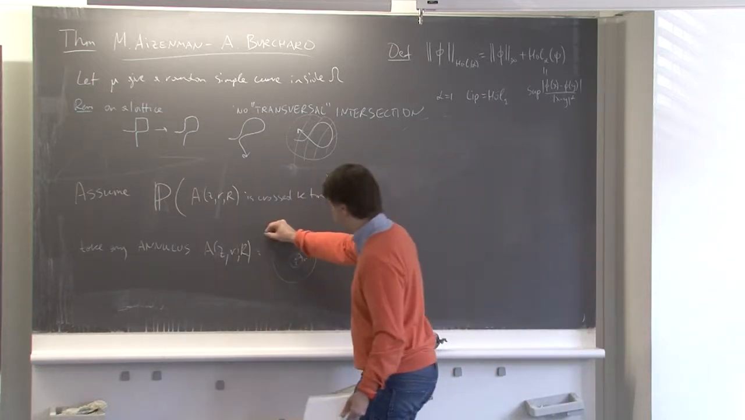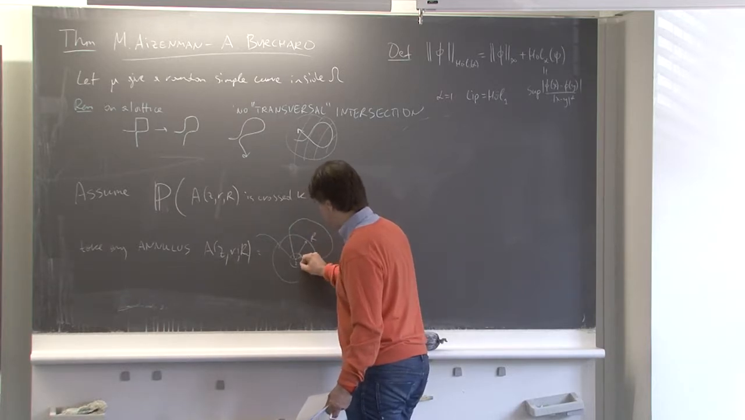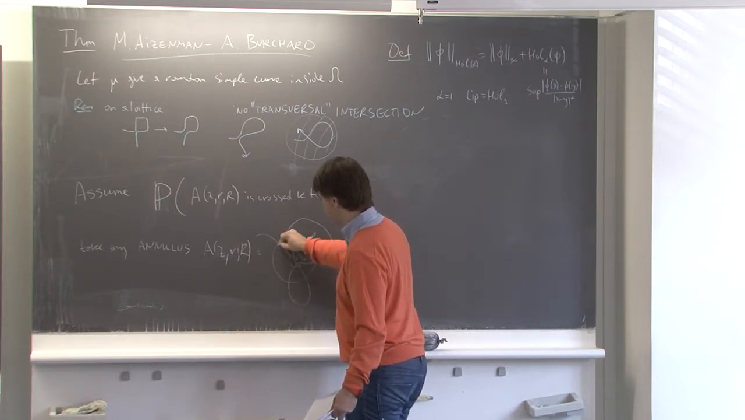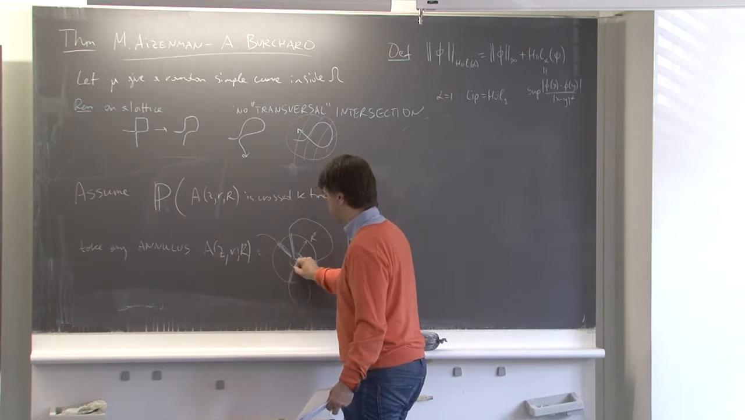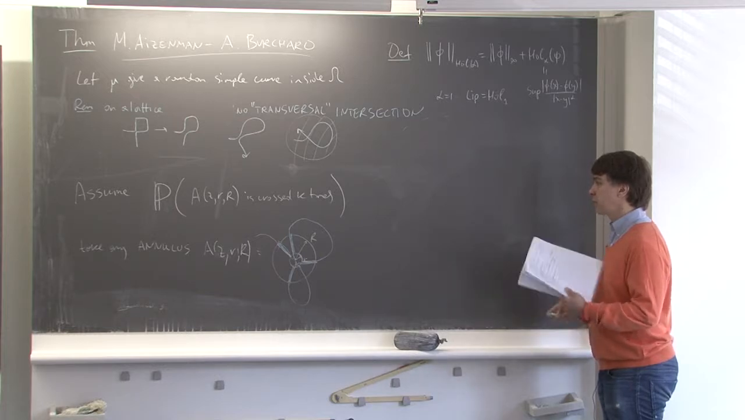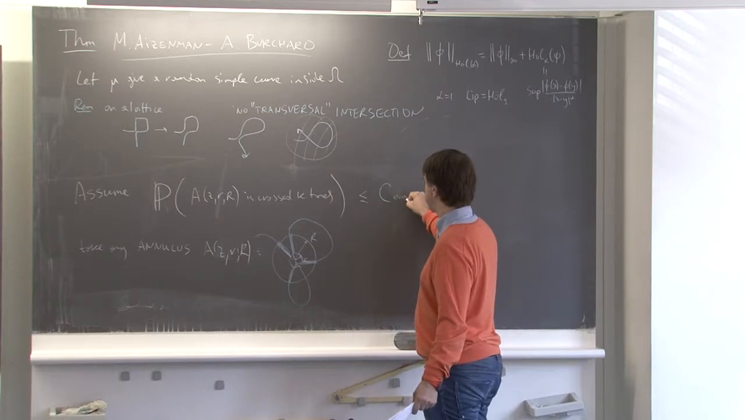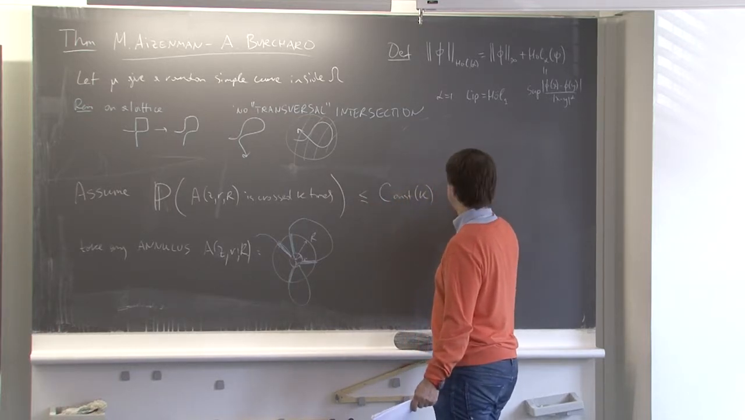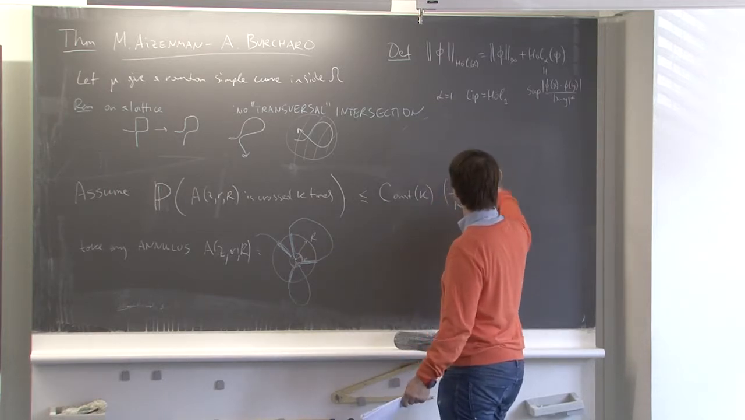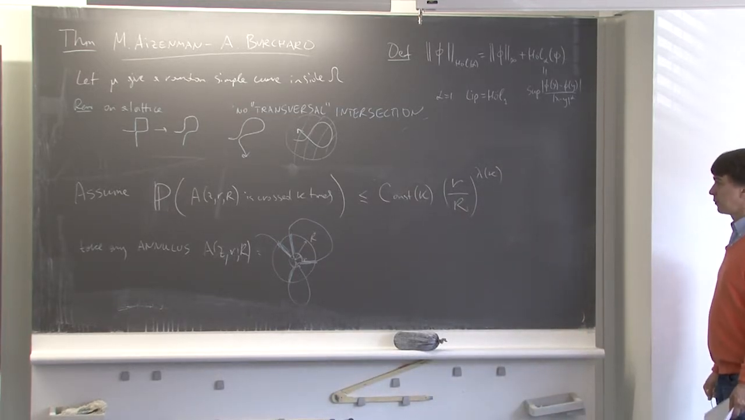Crossed k times means that our curve, so for example, here it's crossed twice, well, thrice, four times, five times. So by crossing, I mean that there is a part of your curve which is between the opposite boundaries. So the probability that it is crossed k times is bounded by some constant depending on k, times the ratio of radii to some power. And the power I denote by lambda of k. So assume we have this bound.